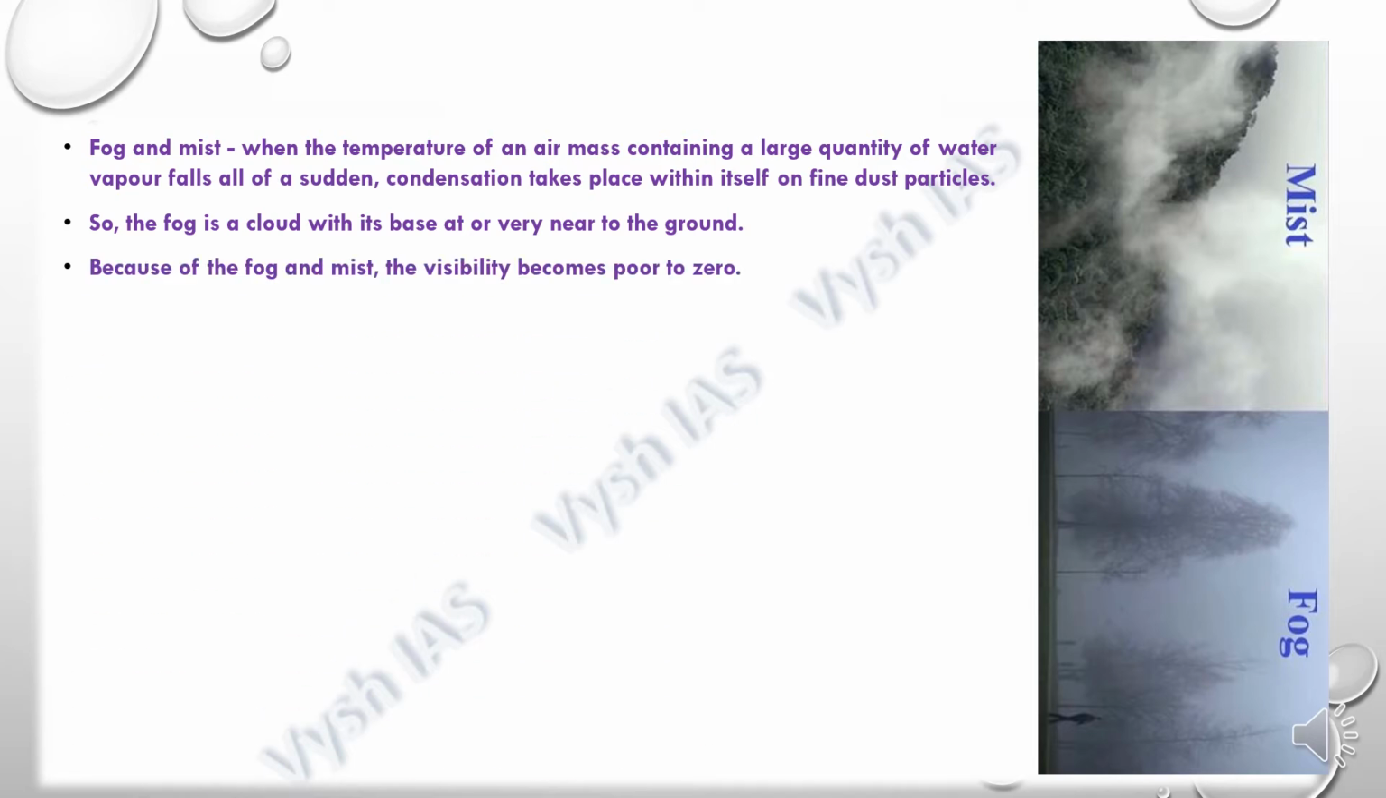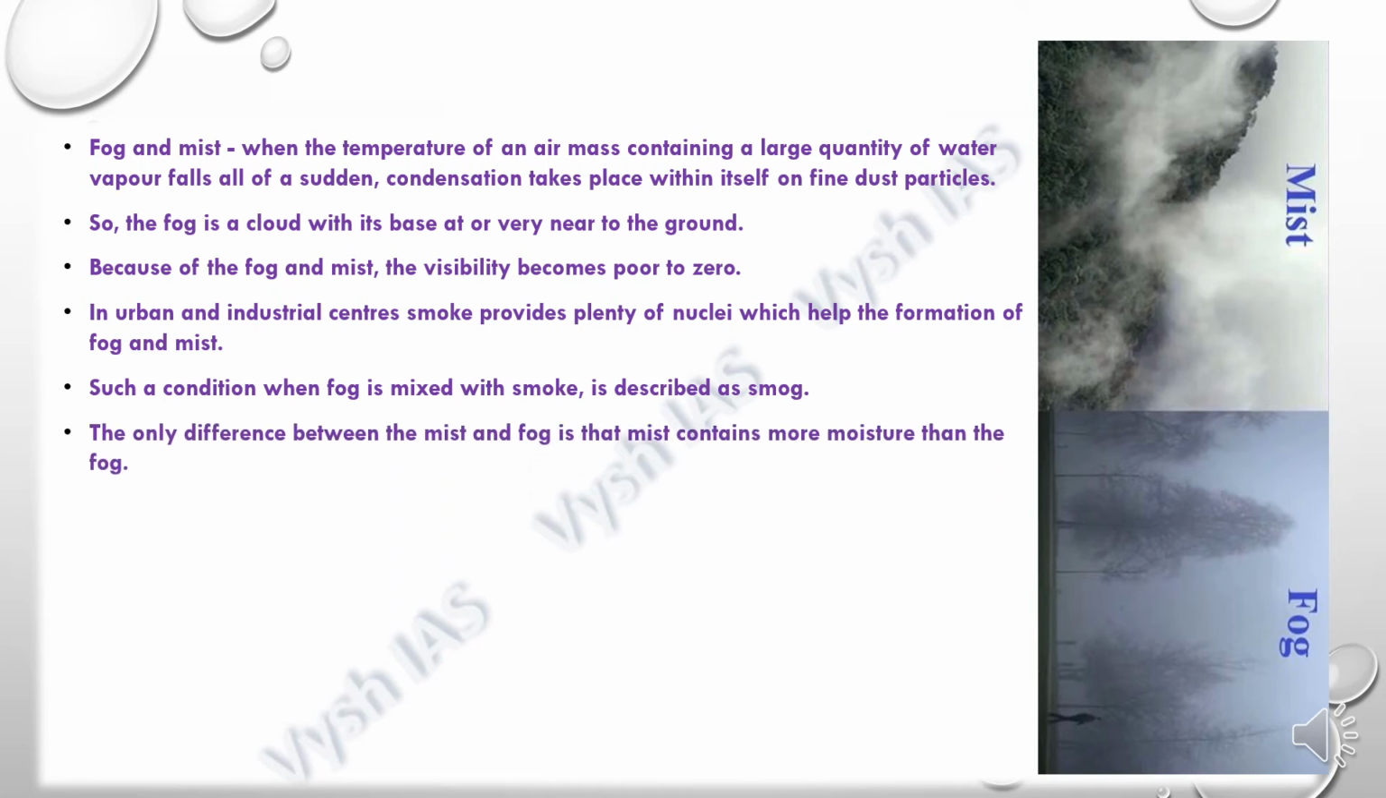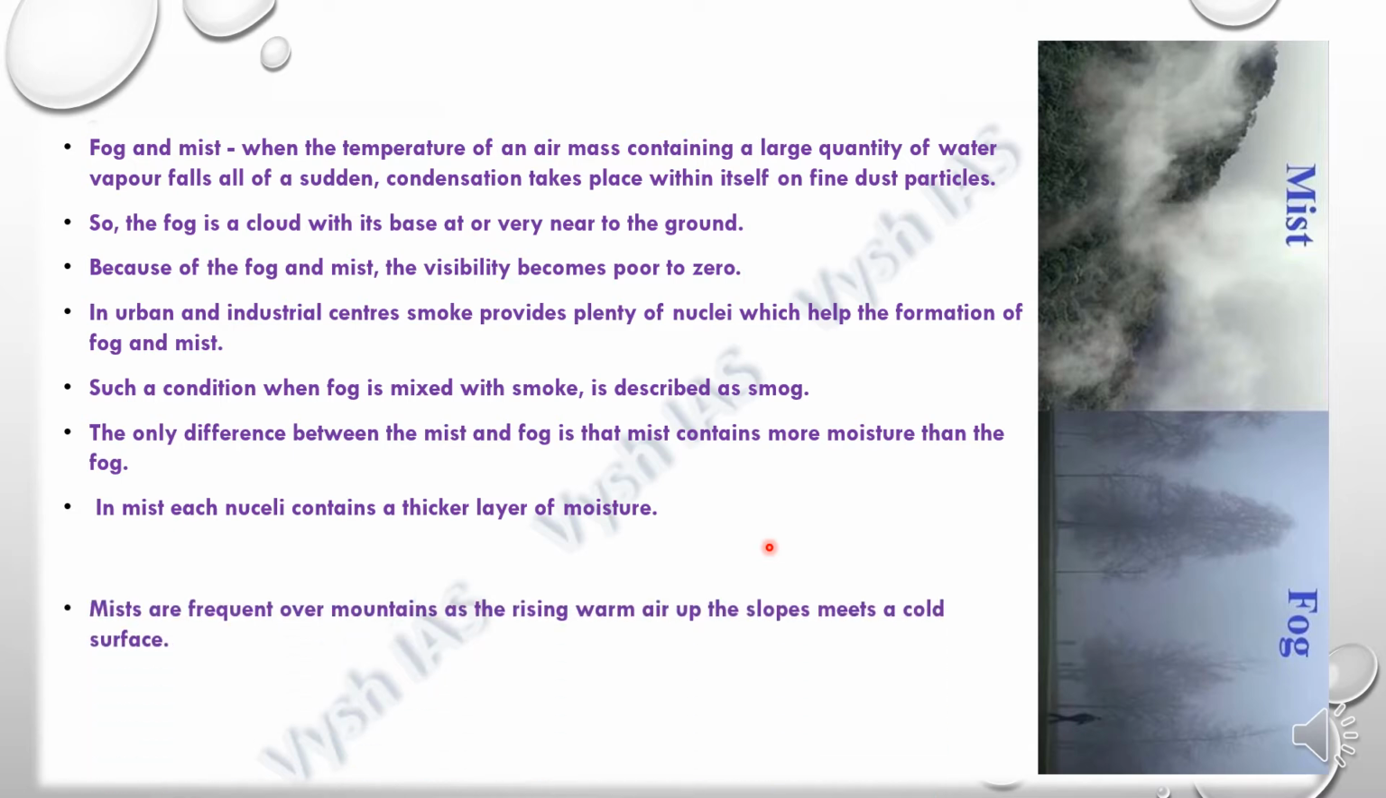Because of fog and mist, the visibility becomes poor to zero. Sometimes because of heavy fogs, a lot of accidents occur. In urban and industrial centers, smoke provides plenty of nuclei particles, which help in the formation of fog and mist. Such a condition, when fog is mixed with smoke, is described as smog. The only difference between mist and fog is that mist contains more moisture than fog, and in mist each nucleus contains a thicker layer of moisture.